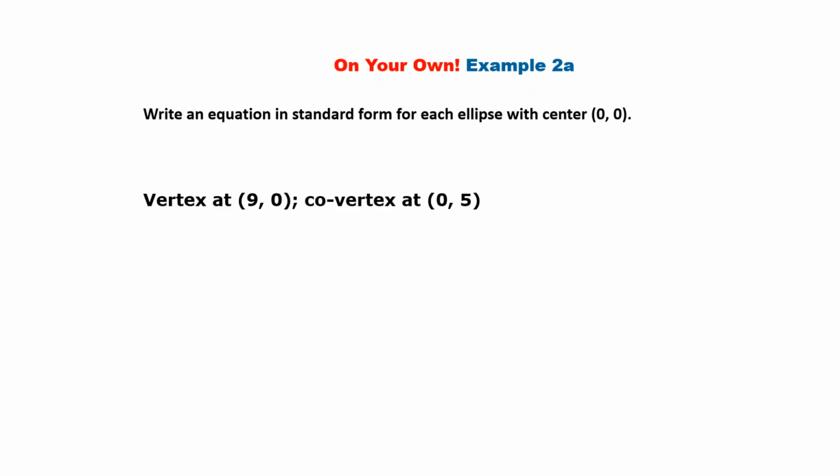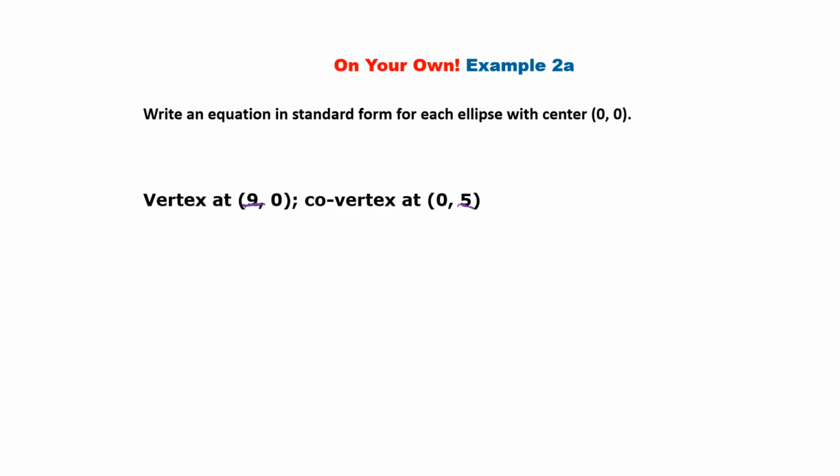Okay, so let's talk about this. Our vertex is at (9, 0) and our covertex is at (0, 5). So which is it going to be? Do we have a major axis horizontally or a major axis vertically? Well, looking at this, the 9 is bigger than the 5, so our major axis is horizontal.